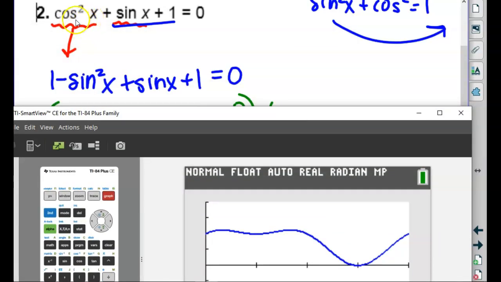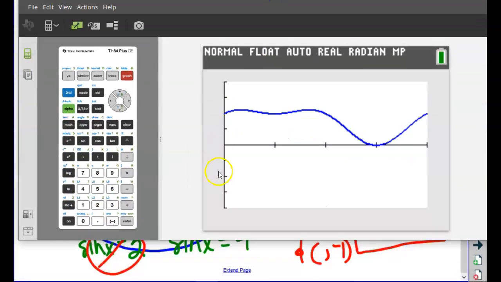Because this was a squared quantity, that's going to be positive, right? And the sine graph was shifted up 1, or that component of it. They're added together, but okay. So I think we're good there.